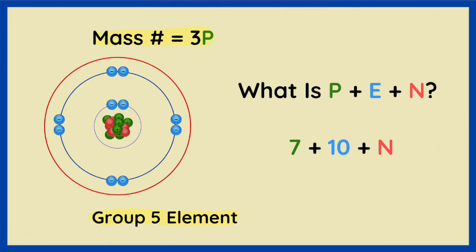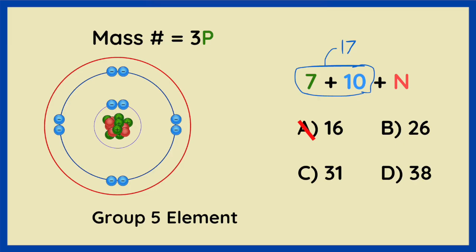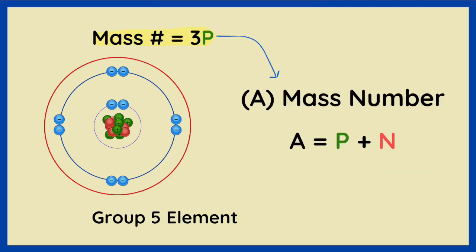So we now know 2 of the 3 subatomic particles. There's 7 protons and 10 electrons. That also means that A is wrong, because if protons and electrons already add up to 17, even if there were no neutrons in our atom, we could never have 16 as our sum, because you can't have a negative number of neutrons. The last piece of evidence to use is the fact that mass number is 3p.